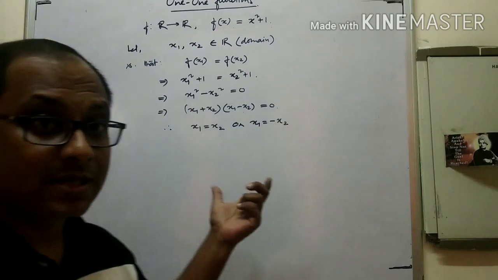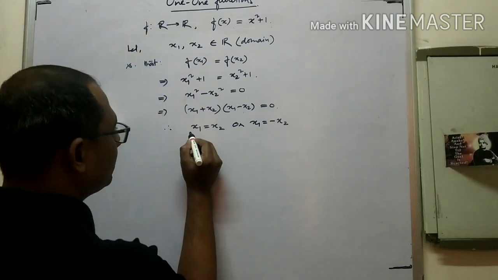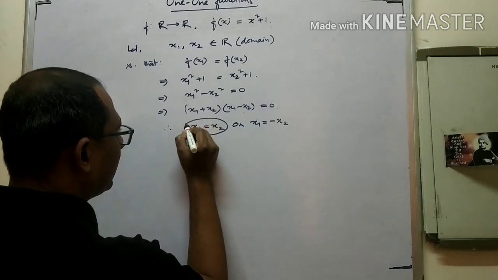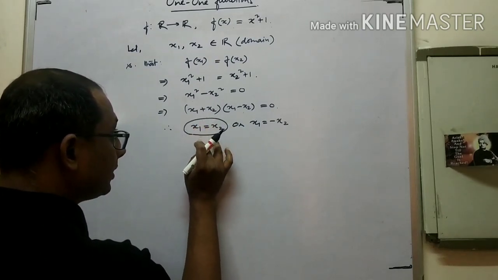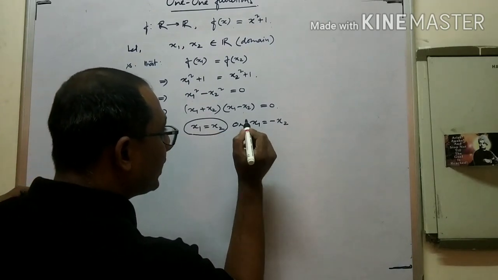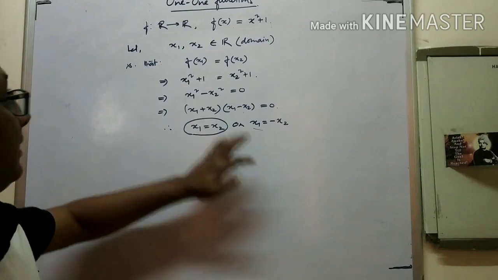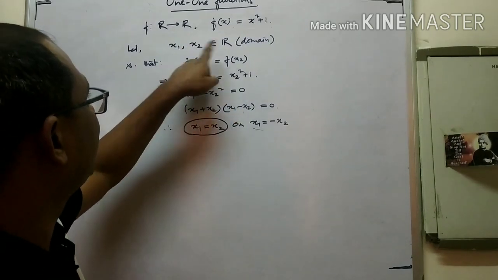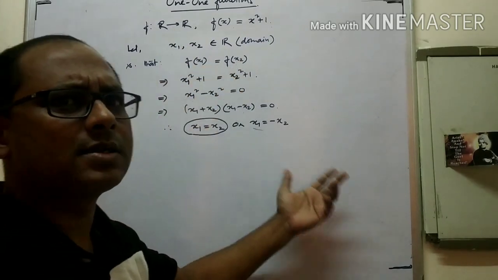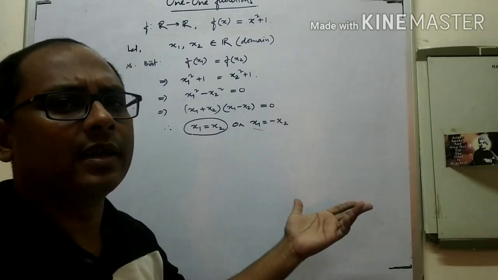Now that time, I had told you: whenever we are applying this, we have to make sure that we will get only x1 equal to x2. And if we are getting anything else along with this, we have to make sure that this result doesn't stand. But in this case, x1, x2 are real numbers, so x1 can be equal to minus x2 also. So this x1 plus x2 for some real number can be equal to 0.